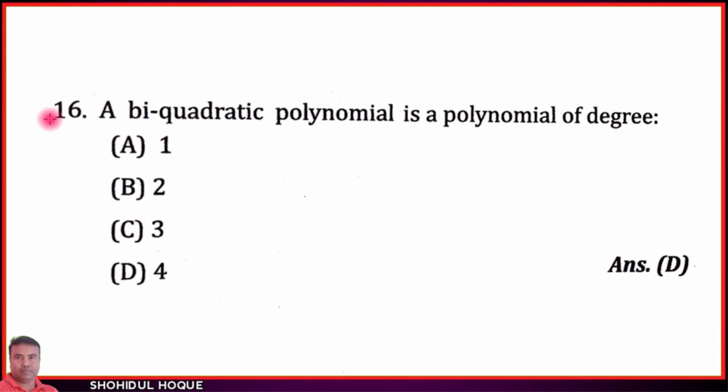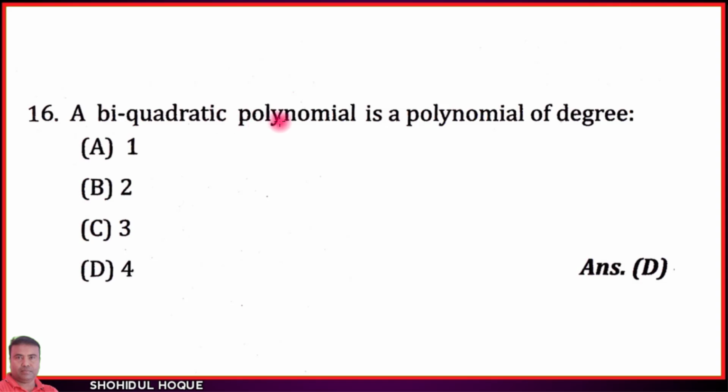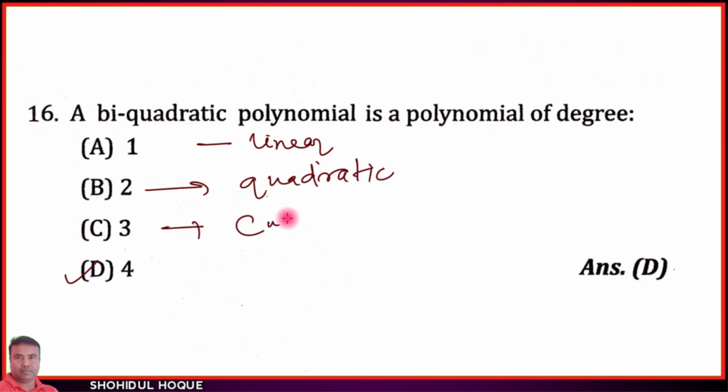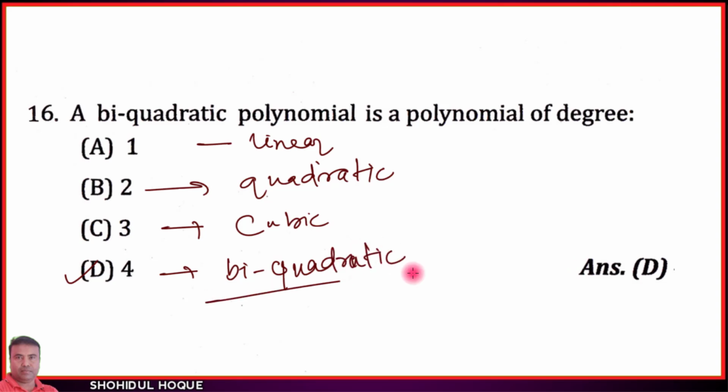Alright. Next question number 16. A biquadratic polynomial is a polynomial of degree option A 1, option B 2, option C 3, option D 4. Correct option D 4. How can we find this out? Degree 1 means linear polynomial. Remember, degree 2 means quadratic polynomial. Degree 3 means cubic polynomial. Degree 4 means biquadratic polynomial. Remember this concept.